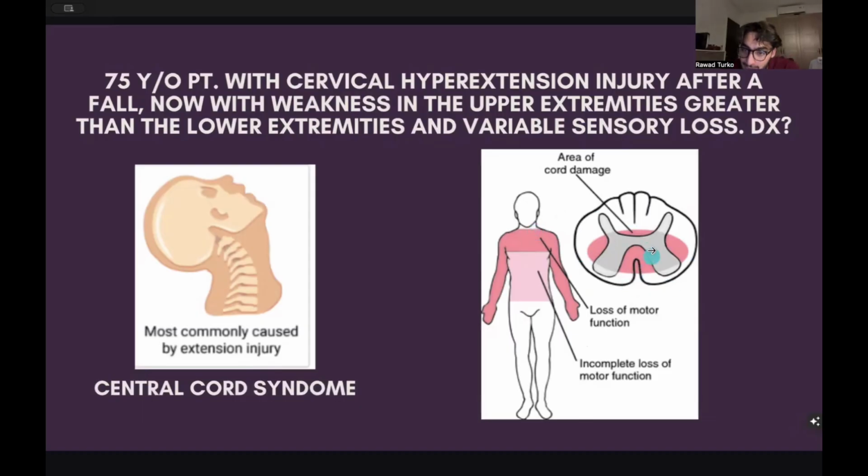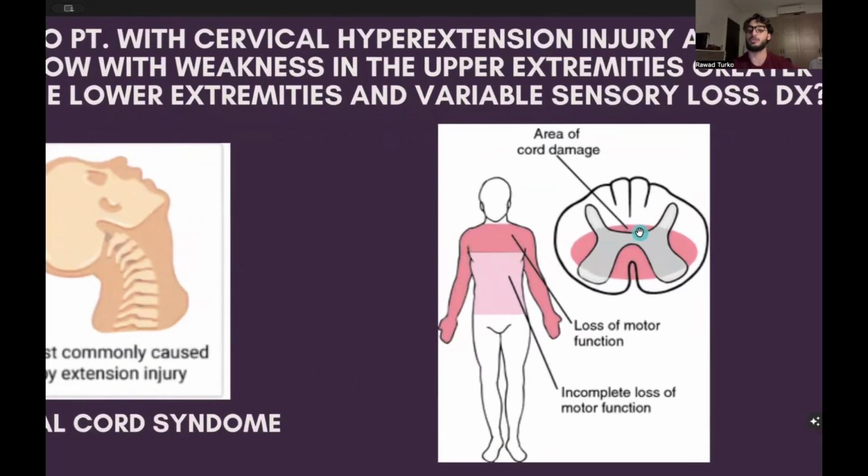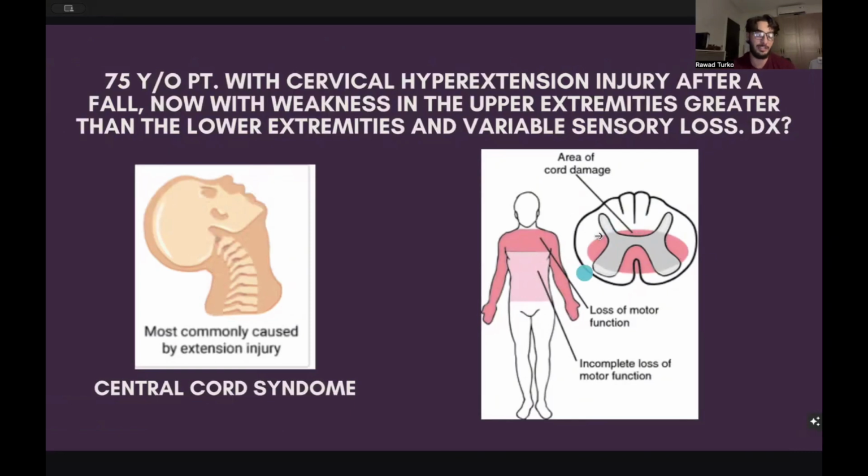So you can see here, you can try to think of it this way. What tracts are running here specifically? First of all, we have loss of motor function here because you might hit either the anterior... It depends on how large the surface area of the injury is, but you might hit either the corticospinal tracts or the anterior gray horn. But the main thing I want you to notice is that it's weakness in the upper extremities greater than in the lower extremities.